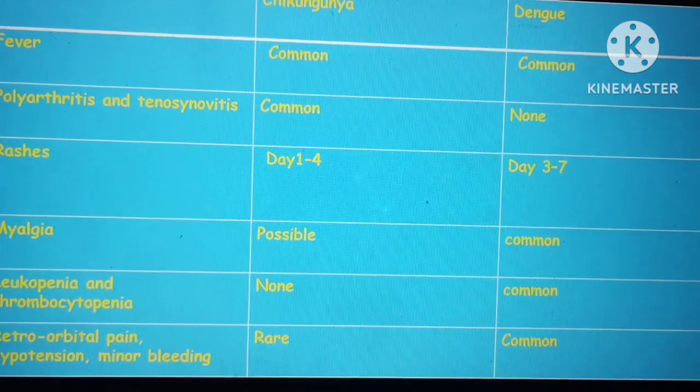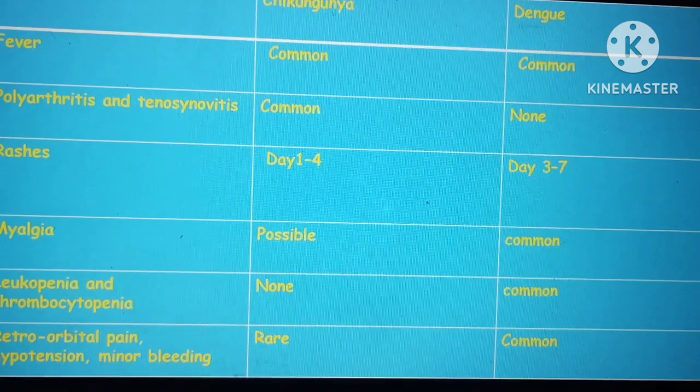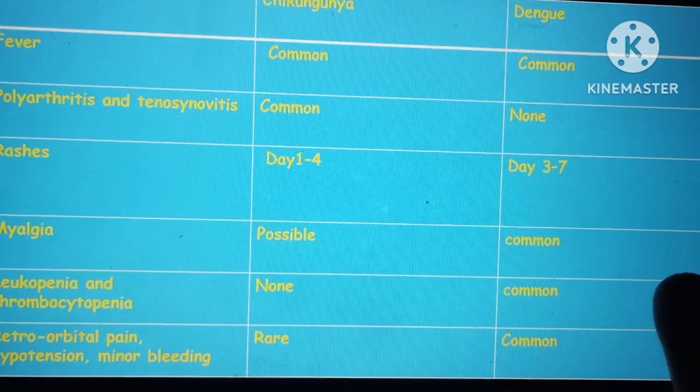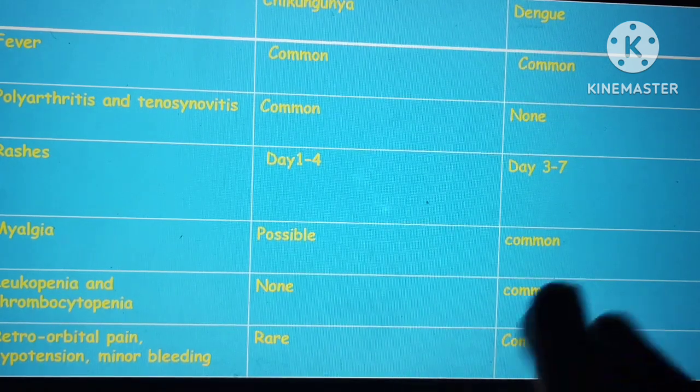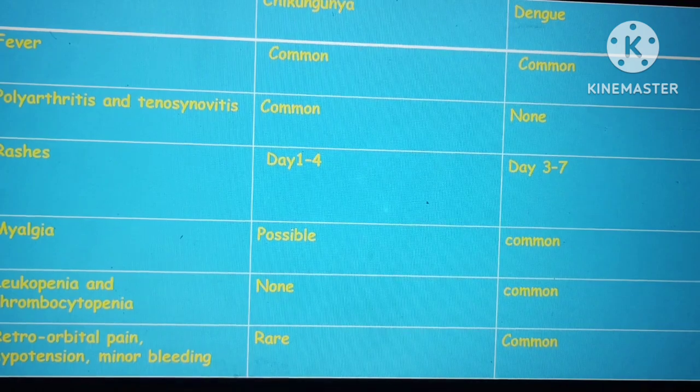Friends, just remember the differentiation between chikungunya and dengue. Here there is fever, polyarthritis and tenosynovitis. Dengue presents with fever, and joint pain will be there but not as severe as in chikungunya. For the rash, you can remember 1 to 4 days versus 3 to 7 days. Myalgia, leukopenia, thrombocytopenia and retro-orbital pain are all present in dengue, whereas they are absent in chikungunya. But chikungunya usually presents with polyarthritis, that is joint pain, and muscle pain will be there.